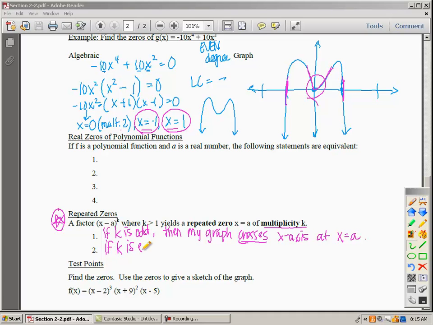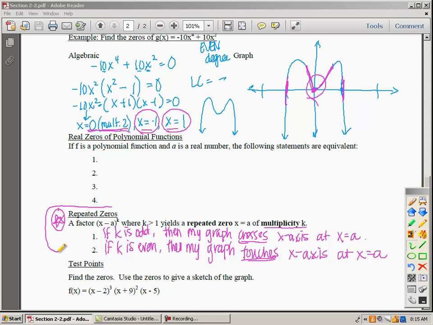Well, if k is even, then my graph touches the x-axis at x equals a, but it will not cross. And that's the big thing. And you'll notice that multiplicity of 2, we talked about the fact that it comes in, counts it, and leaves. I don't ever cross the x-axis, but I do touch it at that 0 and then leave again. And so this is a huge idea.